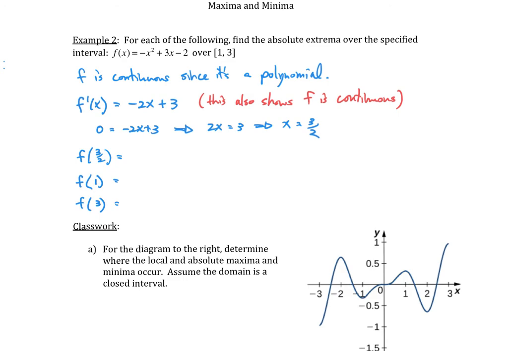So I'm going to have negative (3/2) squared plus 3 times 3/2 minus 2. I'm going to have negative 1 squared plus 3 times 1 minus 2. And then I'm going to have negative 3 squared plus 3 times 3 minus 2. I'm going to take a second to pop these numbers into my calculator and see what those y values are going to be.